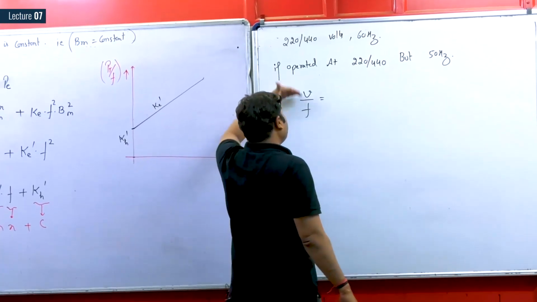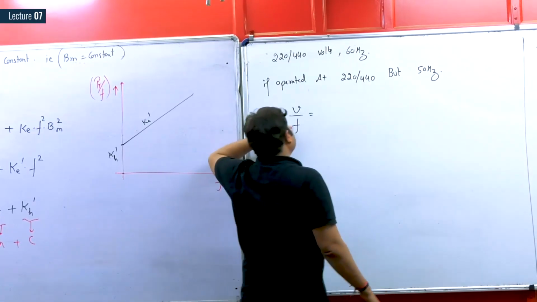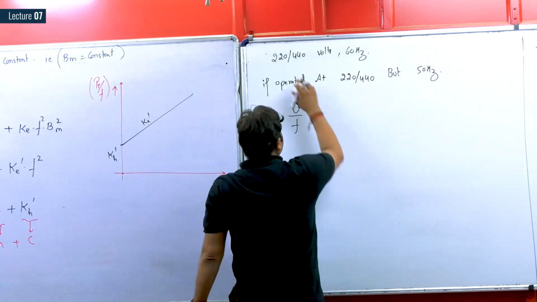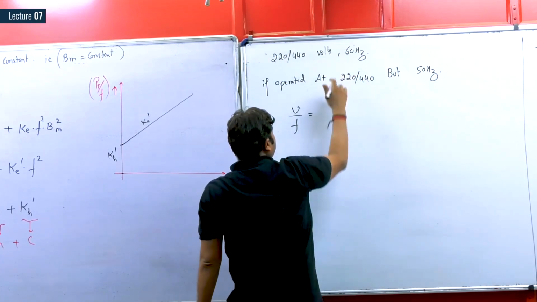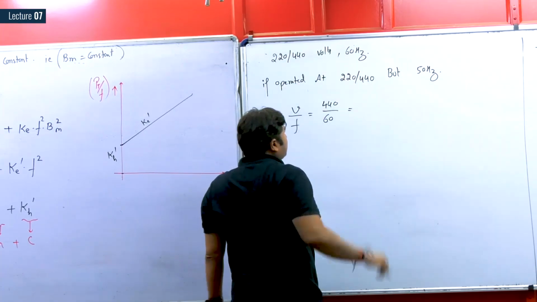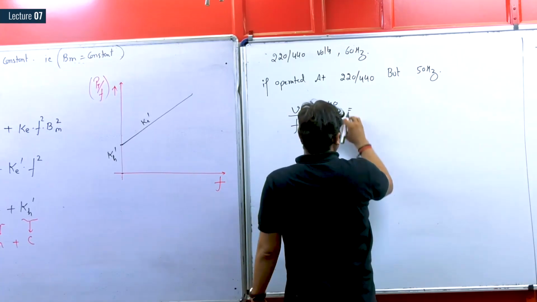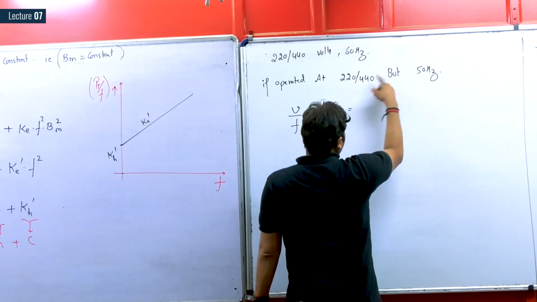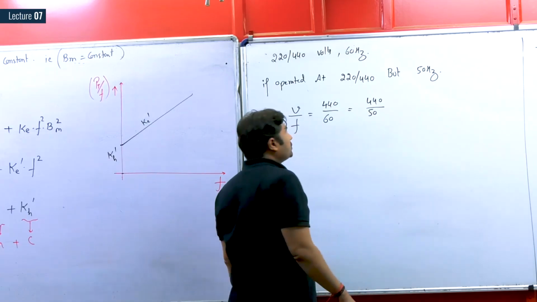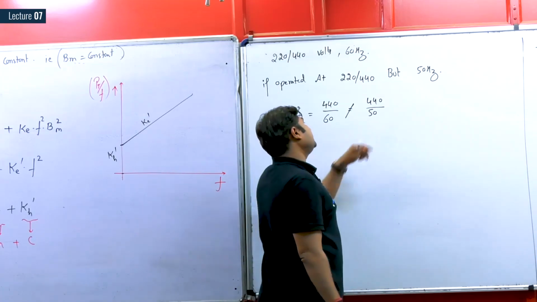So we can say the V by F ratio is the high voltage side divided by frequency, or the low voltage side divided by frequency. Previously the transformer was designed for 440 volts at 60 hertz. One can also say 220 volts at 60 hertz, because in a transformer the frequency remains the same on both sides. However, now it is being used at 440 volts, 50 hertz. So the V by F ratio is not constant, and we are decreasing the frequency.